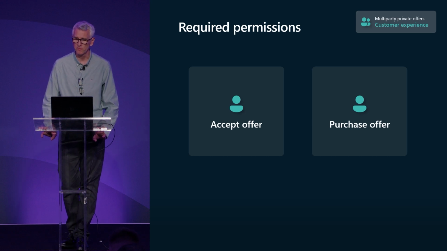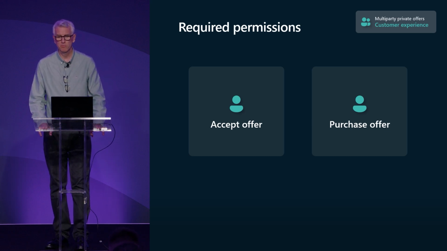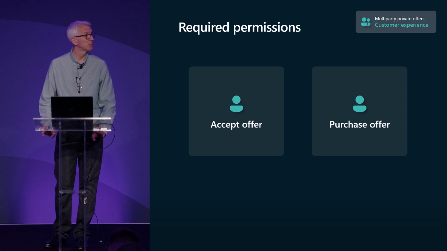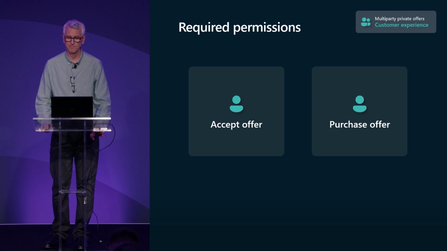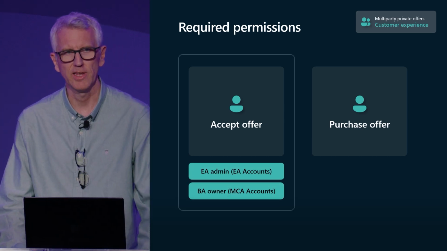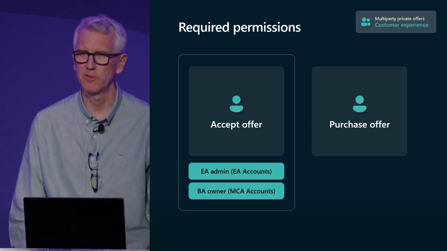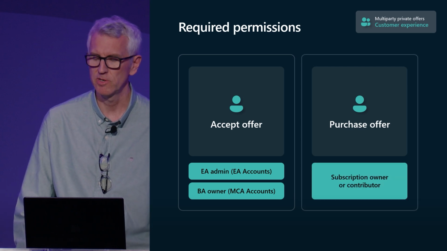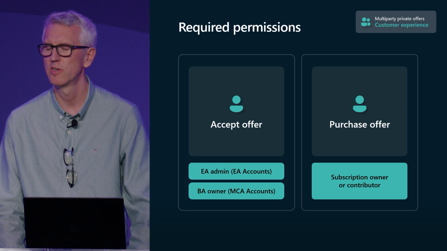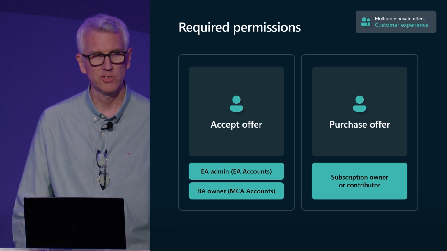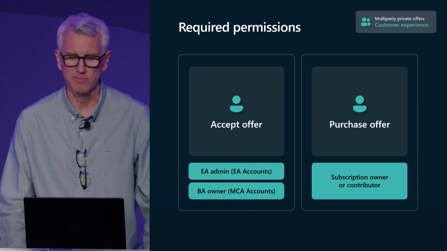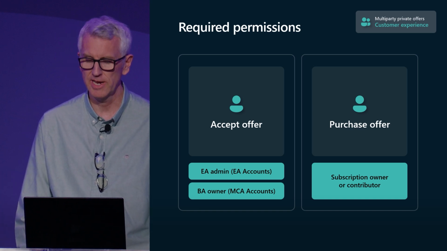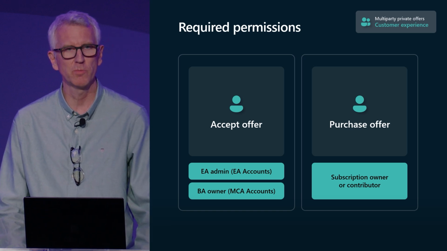Now, accepting and purchasing the private offer may be done by the same person, but often more than one person is involved. It's therefore important to understand the required permissions to do so. To accept the offer, the person must have either the admin rights on the enterprise agreement, or they must be the billing account owner on the Microsoft customer agreement. And to purchase the offer, the person must have either owner or contributor rights on the Azure subscription which is being used. So it's important that these required roles are in place before the acceptance process starts. As I say, one person can both accept and purchase the offer if they have all the permissions required to do so. Okay, with that, let's now take a look at how these steps are performed by the customer.